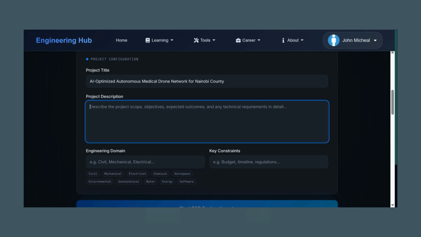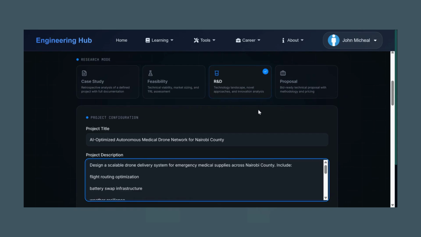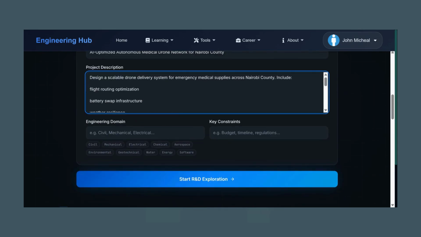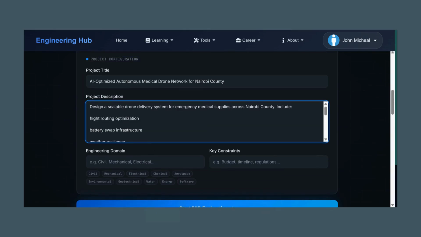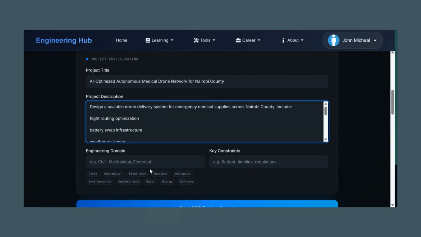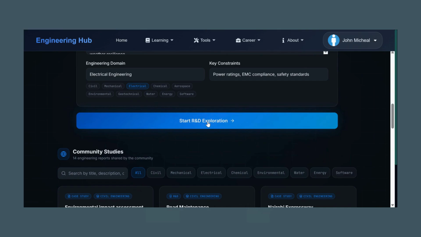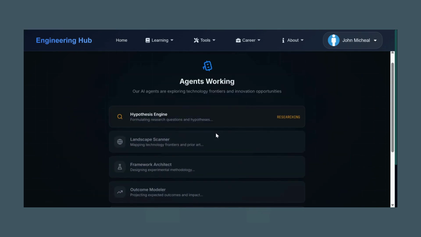And then the description is this: design a scalable drone delivery system for emergency medical supplies across Nairobi County, including blah blah blah. So it's an R&D. Now this is, I don't know, electrical. I think it's cross discipline. No, this is an electrical thing. Now we're going to do the electrical thing here, and then just start R&D exploration. Now we wait for it to work.